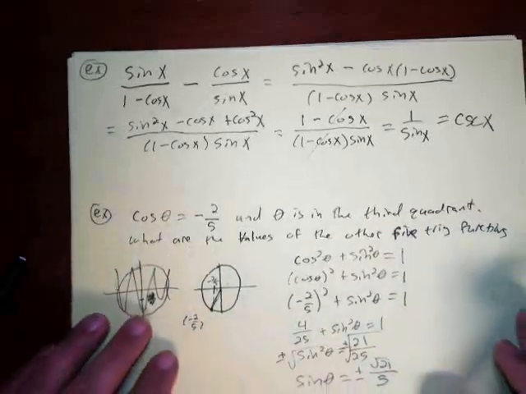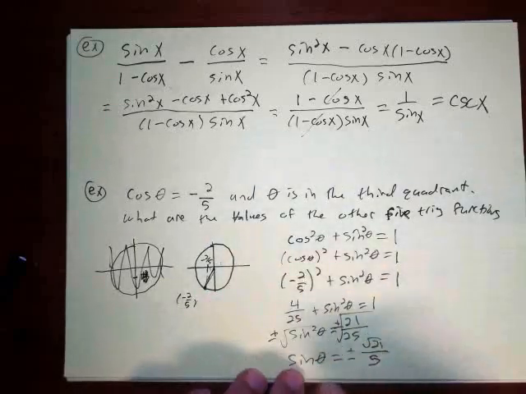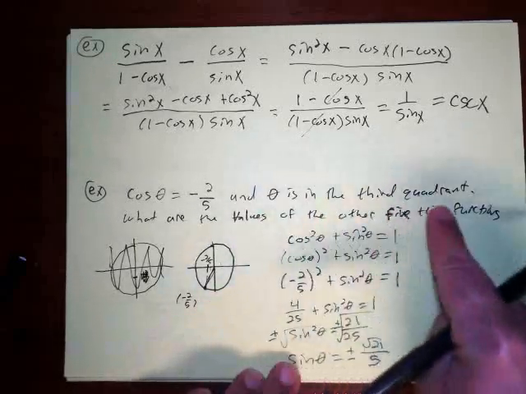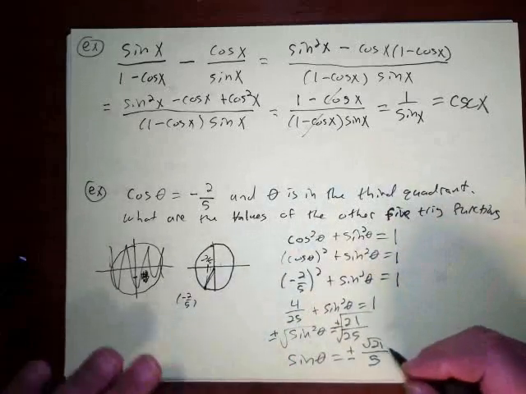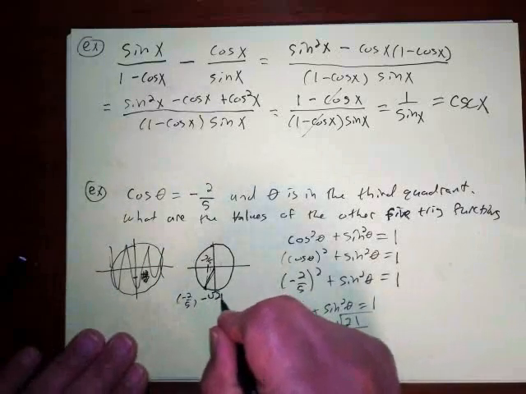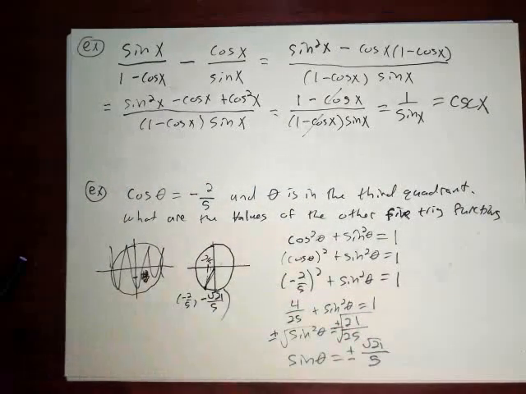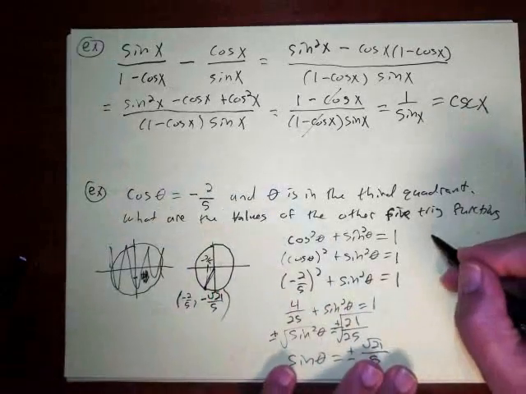The positive one or the negative one? Well, it's in the third quadrant, and so the sign has to be negative. That's why it's important to know what quadrant the theta is in, right? So it's going to be negative. So this is negative square root of 21/5. Okay? And now I have the x and the y, so now I can find the other trig functions, right?